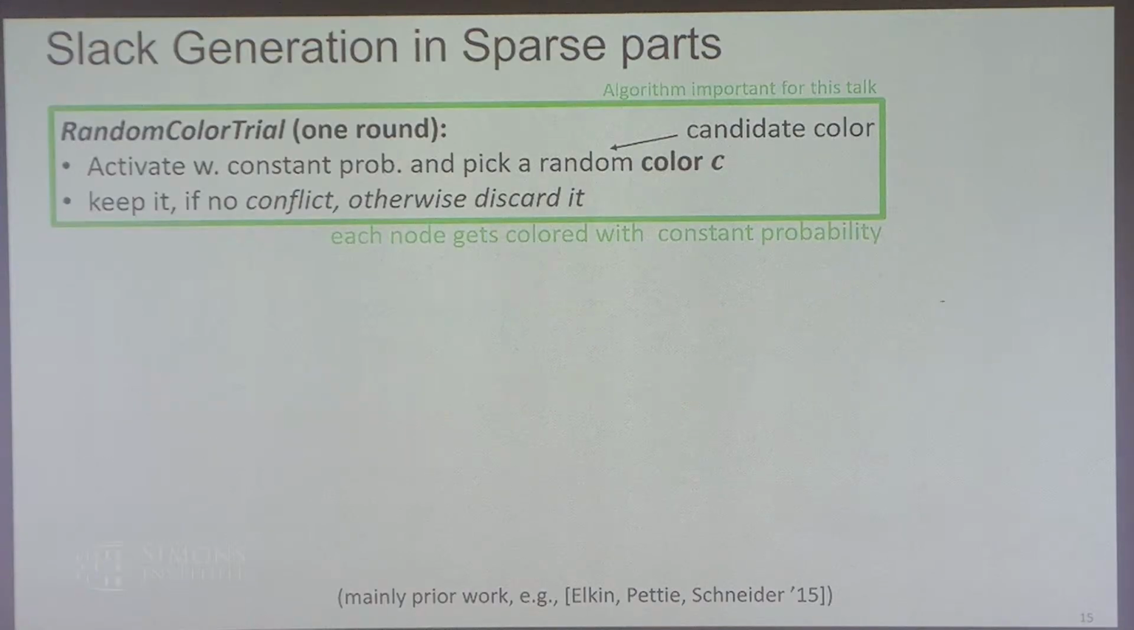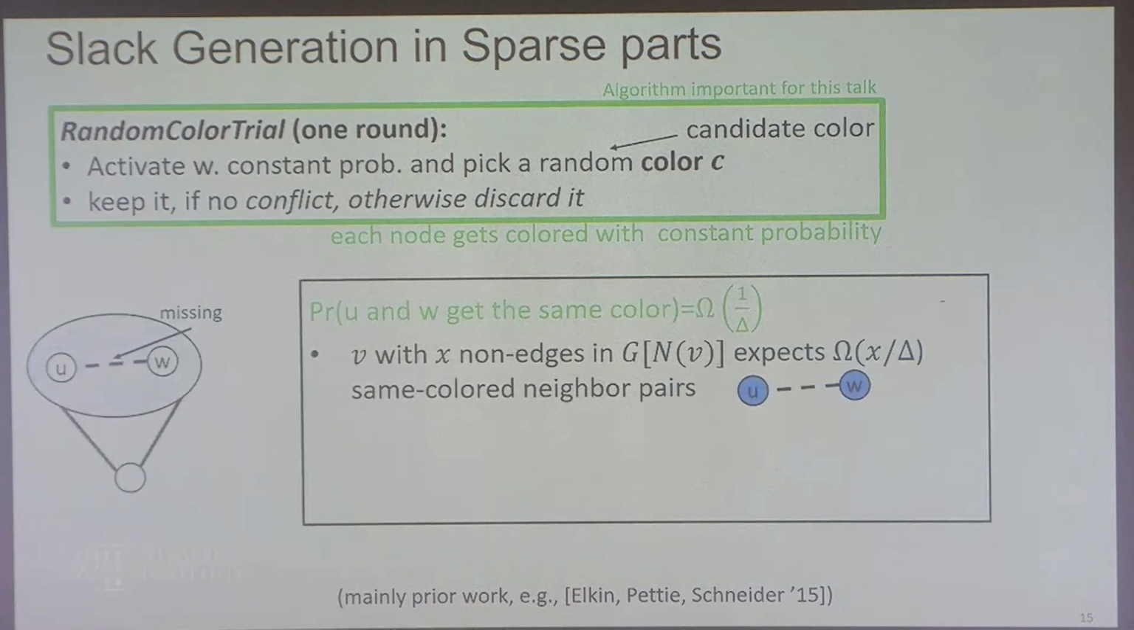So what's the core subroutine to generate slack in a sparse graph? It's this very simple randomized one-round algorithm in which every node activates itself with a constant probability and then picks a random color and keeps it if there's no conflict, meaning you send it to your neighbors, you receive their colors, and if no one tries to get colored with the same color, then you keep it, otherwise you discard it. So one can show that each node gets colored here with constant probability in this algorithm.